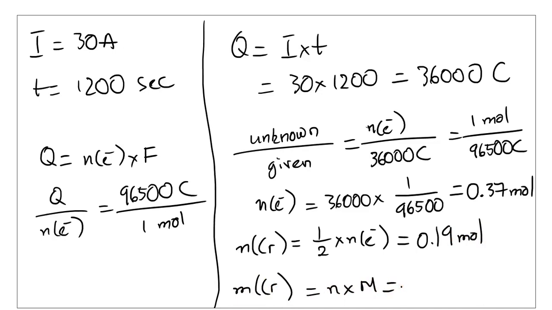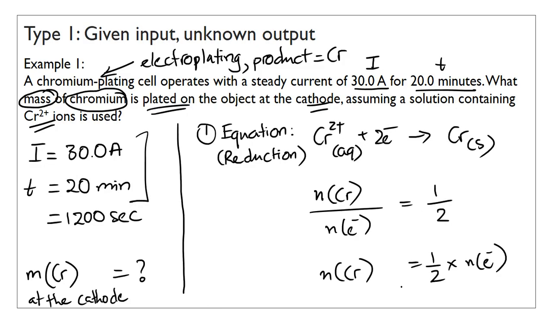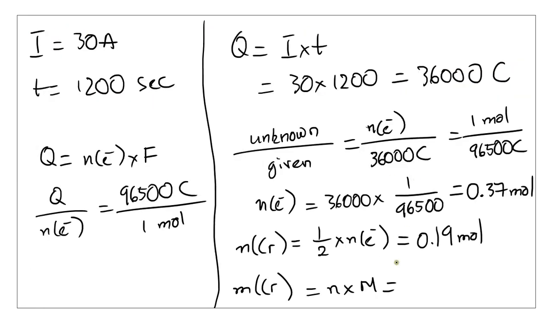You need to check your data book, the periodic table, for the molar mass of chromium, which is 52. So times 52. All right, let's go back to C33. So I'm looking for 3 significant figures in my final answer. So 9.70 grams, correct to 3 significant figures, and that's the final answer.